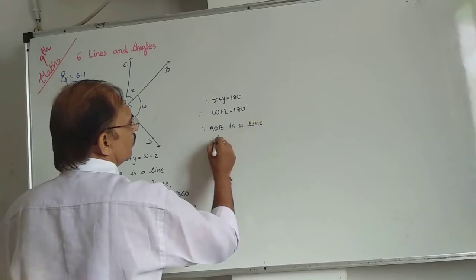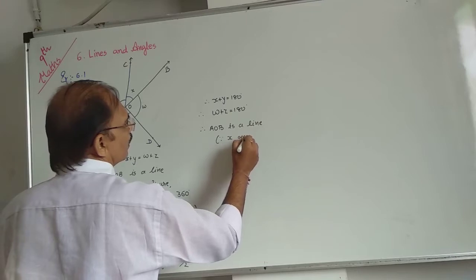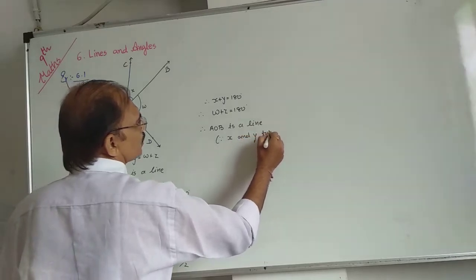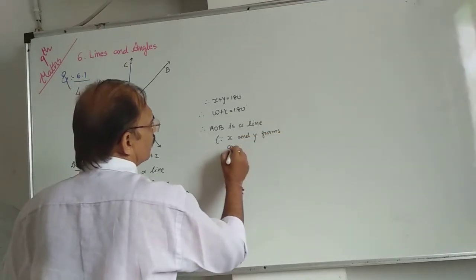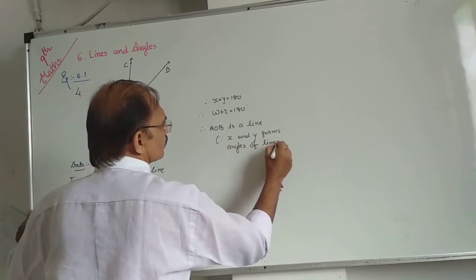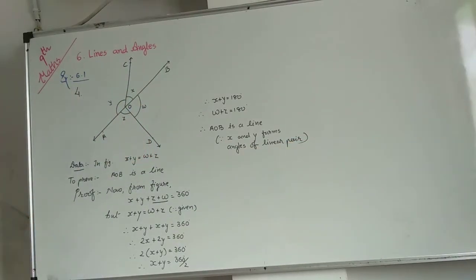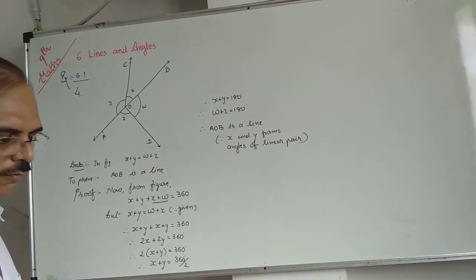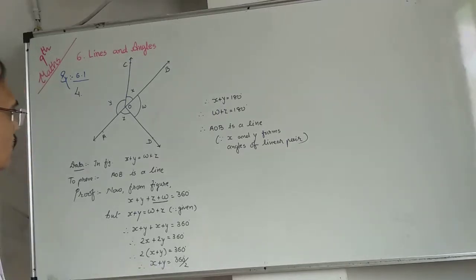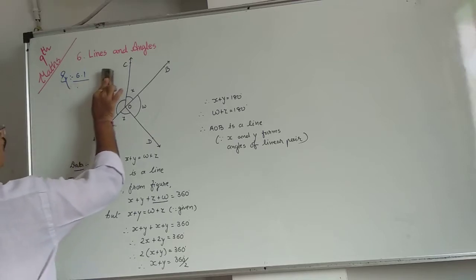Why? Because X and Y form angles of linear pair. Okay? So you can write AOB is a line. This is your number 4. Write down by repeating, rewinding this video.